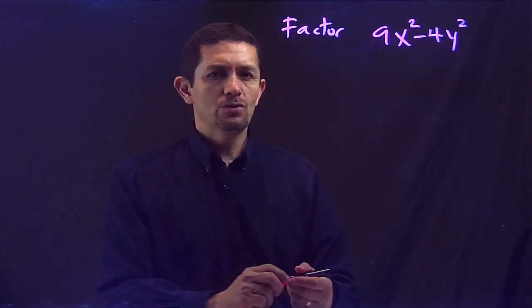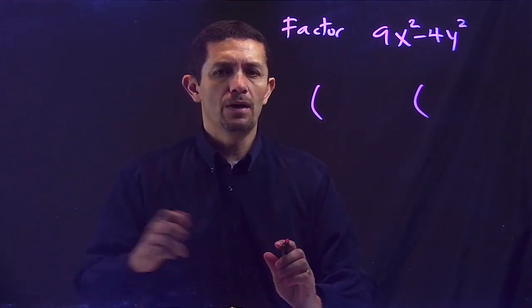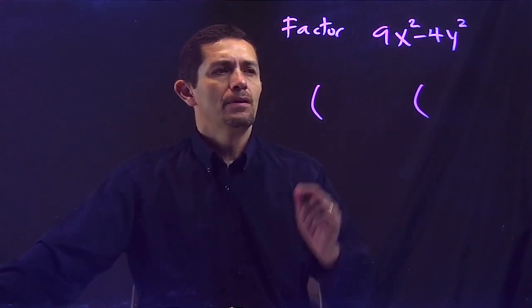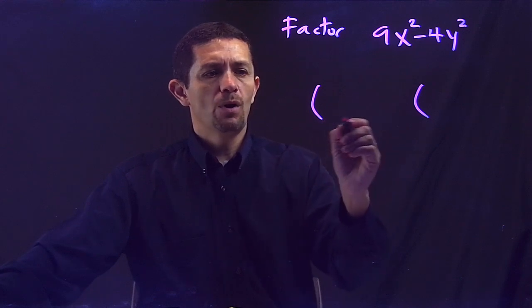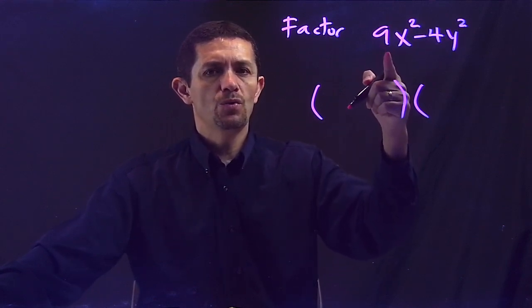How do we factor difference of squares? We know that we're going to have two different factors. Now, how do I know what goes first and what goes second? It's by taking the square root of that term.